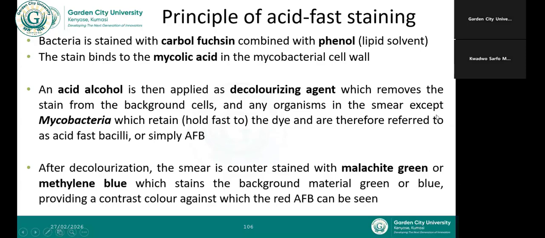So AFB is acid fast bacilli, and those are the ones that have high mycolic acid in the cell wall. And for these ones, gram staining is not applicable. You have to use the Ziehl-Neelsen staining or the acid fast staining. Any question, please?